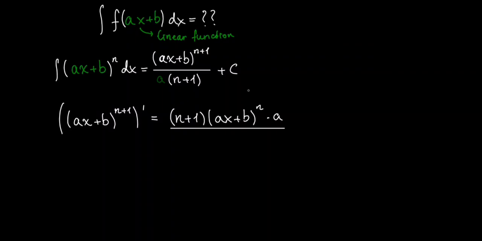Now that I have evaluated the derivative of the top part, I can then divide it by the coefficient which we had in the beginning, the a times n plus 1. And as you can see, the a's cancel out, top and bottom, and so do the n plus 1. So that means after doing the derivative of the entire right hand side, you will arrive at ax plus b to the power of n. And this right here was the function that we integrated originally.